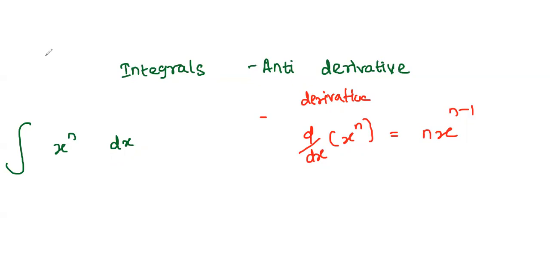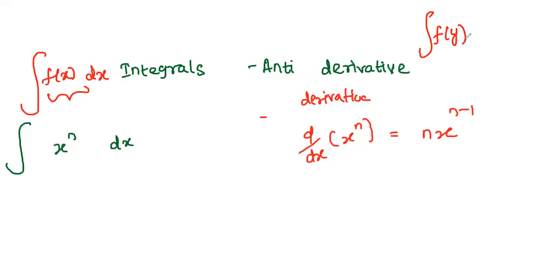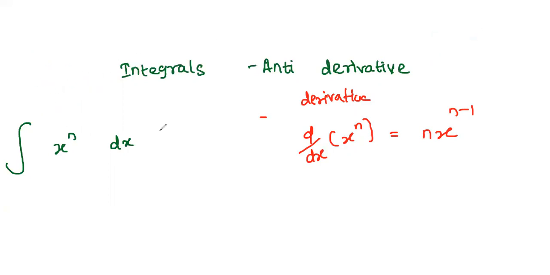You always have to put the big S, and then you have to write f of x, the function, and then you have to write dx. In case you are integrating with respect to y, you have to write dy. In case you are integrating with respect to z, you have to write dz. Understood? So integration of x raised to the power n is x raised to the power n plus 1 whole divided by n plus 1.